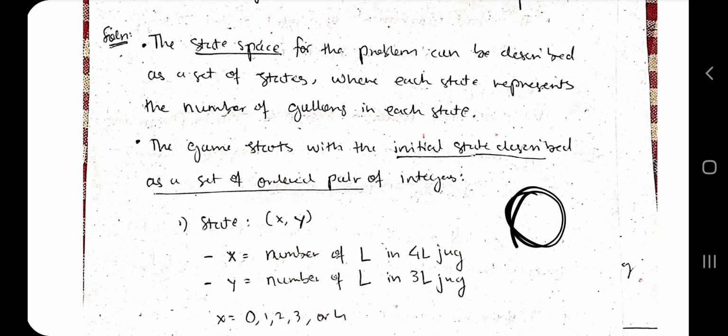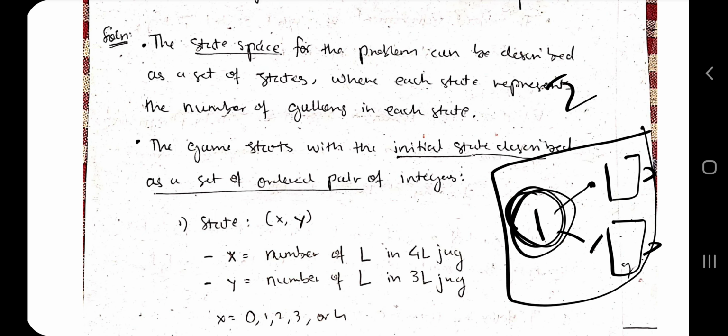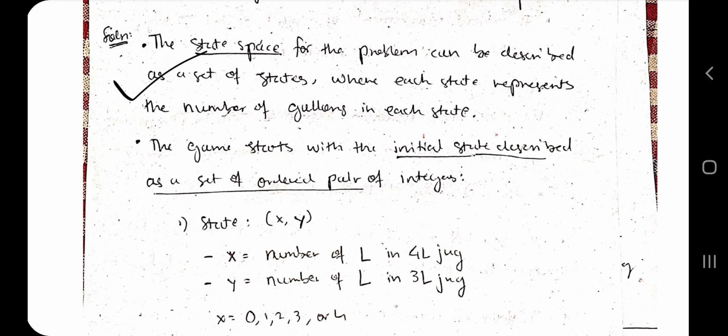So if this is one state, I call it state one. In state one, two things will be there: how much water is there in the 4-gallon jug and how much water is there in the 3-gallon jug. This constitutes my first state. Like that, the second state will have a differing number of gallons in each jug. After you have written the state space for the given question, then you have to write how the game starts. It starts from the initial state and reaches the final state.